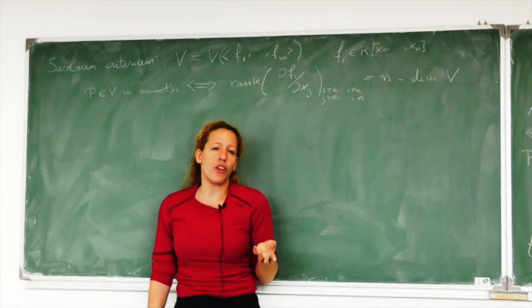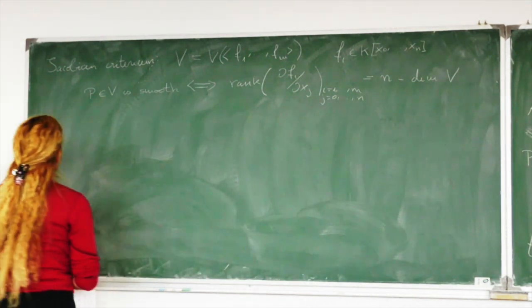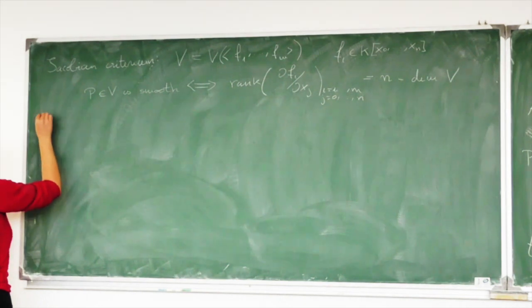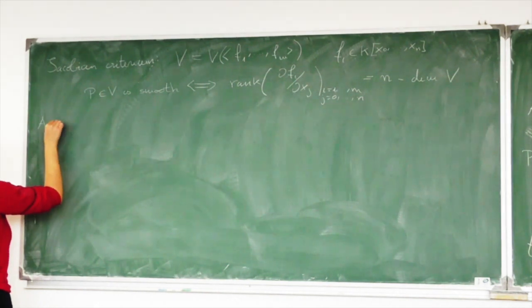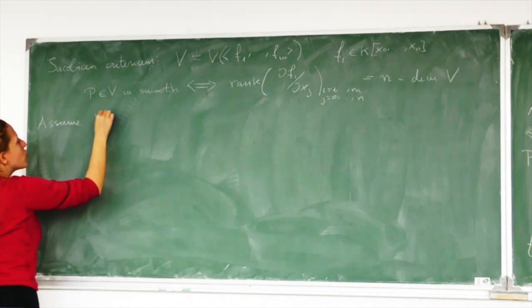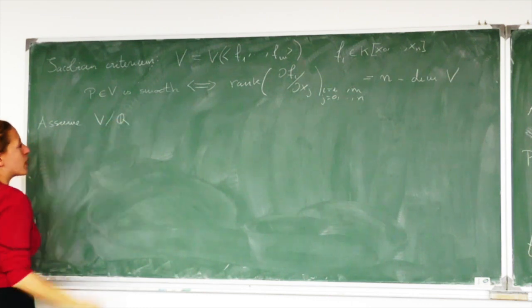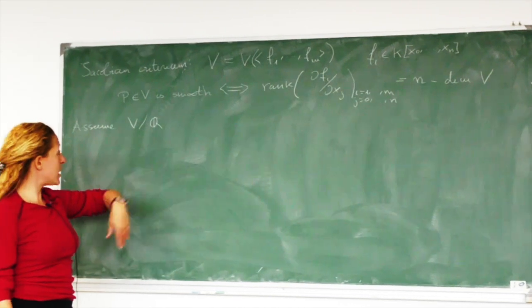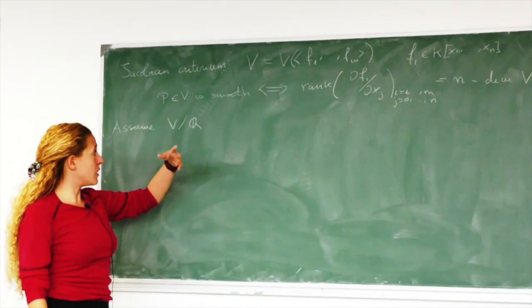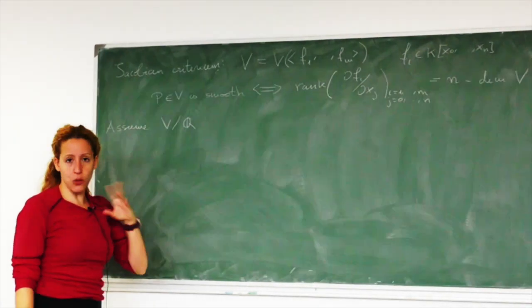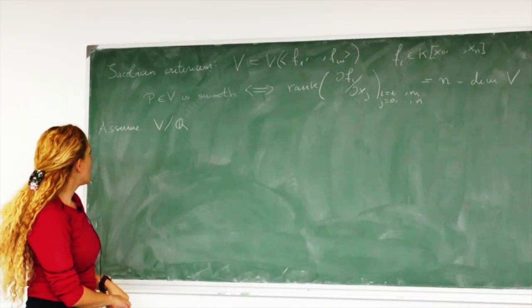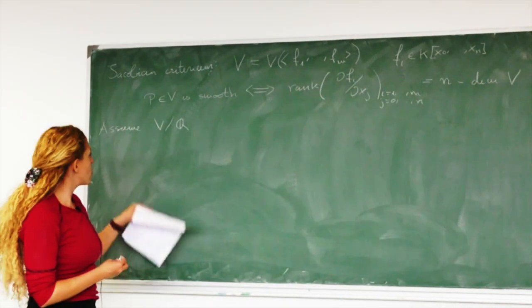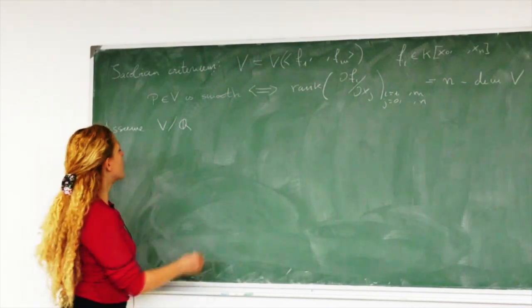Imagine that you define your variety to be defined over the rationals. So assume you have a variety defined over the rationals. Of course, we're going to be able to do this for any number field or for any field in which you have evaluation, okay? But let's take a particular example. So you have a variety defined over the rationals.